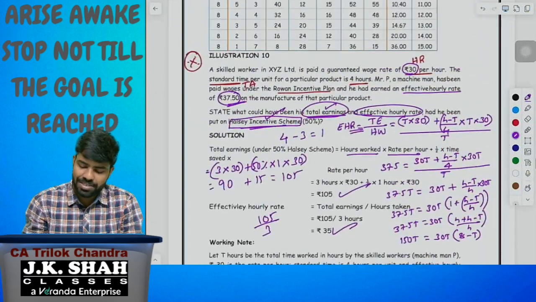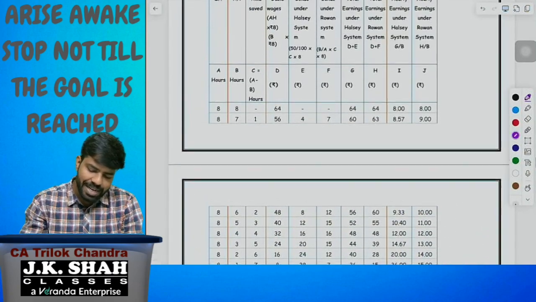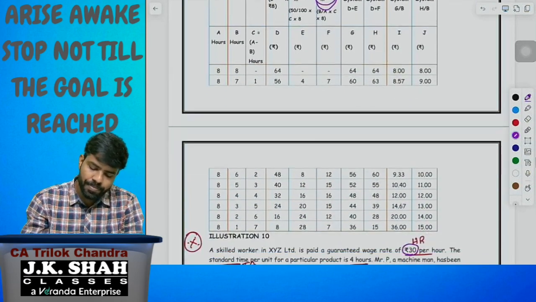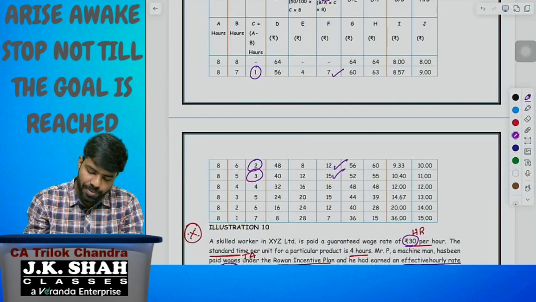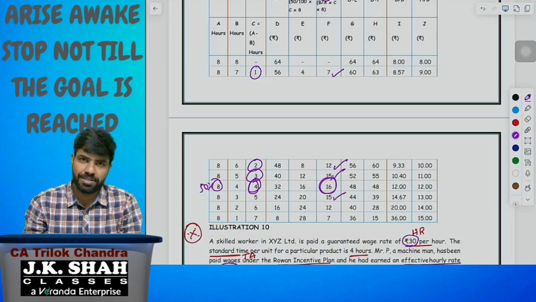Let me prove that. Look at this example. Look at the previous question. Bonus under the Rowan system: when time saved is 1, bonus is 7 rupees. 2, 12 rupees. 3, 15 rupees. 4, 16 rupees. When it goes beyond 50%, 4 hours means exactly 50% of time allowed. More than 4, 5 out of 8, it will be more than 50%. Bonus is only 15 rupees. It comes down to 12, it comes down to 7.